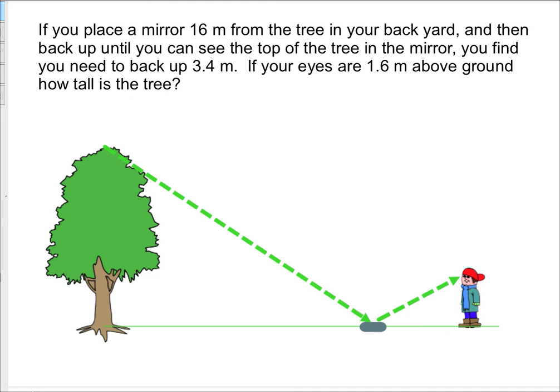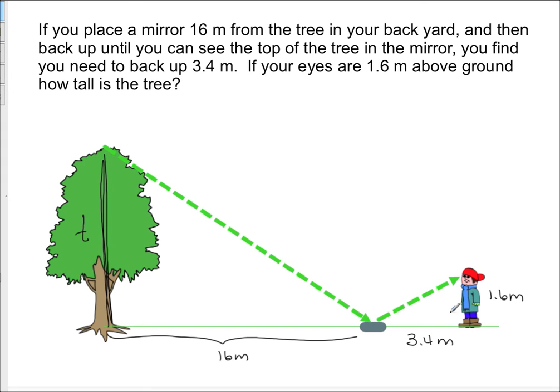And this says, if you place a mirror 16 meters from a tree, so I've got this all drawn out already. So here's our meter. It says it's 16 meters from a tree. So this distance here must be the 16 meters. And then you back up until you can see the top of the tree in the mirror. And you need to back up for 3.4 meters. Now we measure your eyes and find that they're 1.6 meters above the ground. And we want to figure out how tall the tree is. So this is the height we're trying to find, how tall the tree is.